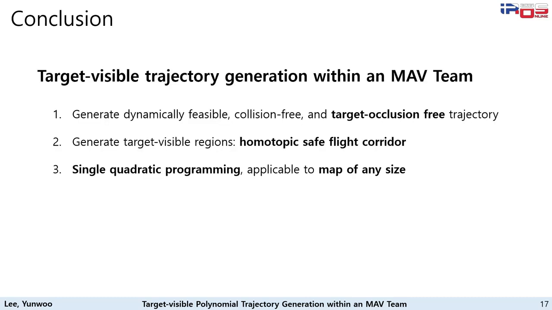In conclusion, we presented a target visible trajectory generation method that ensures target visibility for all flights. A safe flight corridor generation method using the topology concept is proposed. The backend optimization addressed the entire flight, which is target visible, by solving a single quadratic programming problem, regardless of the size of the map.